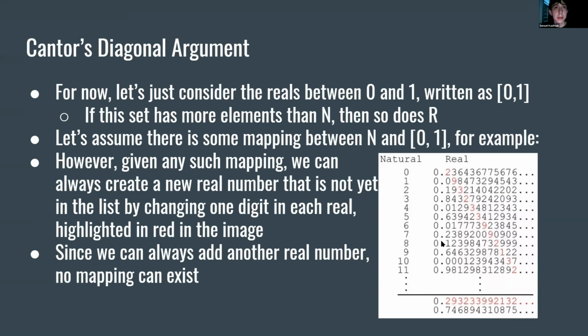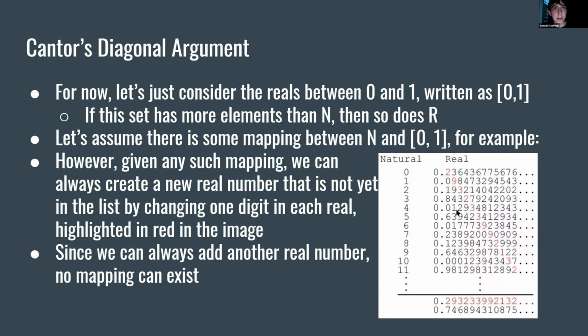So we took this 2, we changed it to a 7. Now our new real number is different from the first real number. Then we took this 9, we changed it to a 4. Now this real number is different from the second real number. And then we took the 3 here and changed it to a 6. Now it's different from the third one.